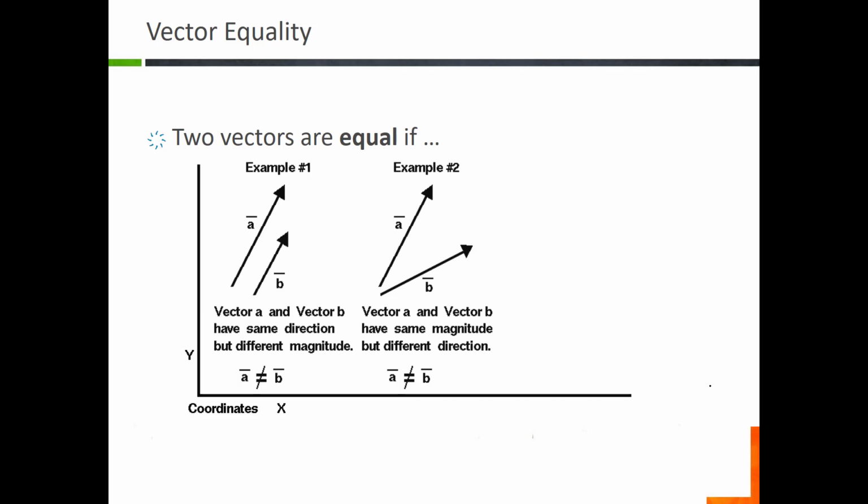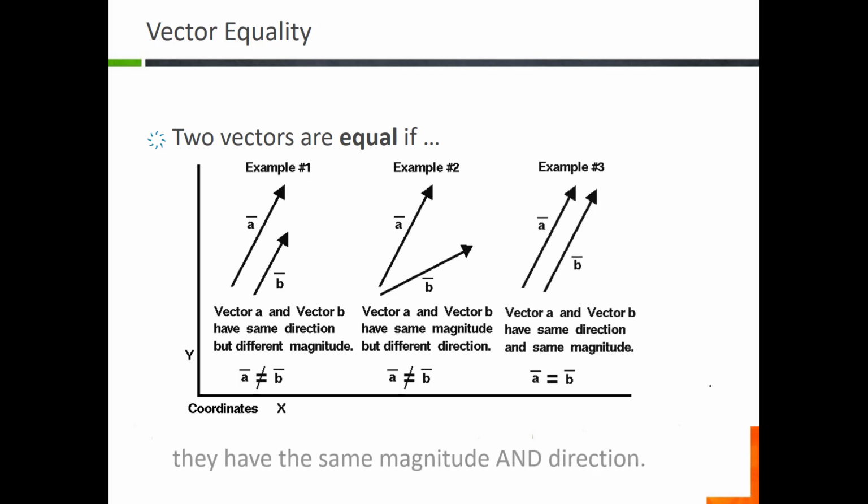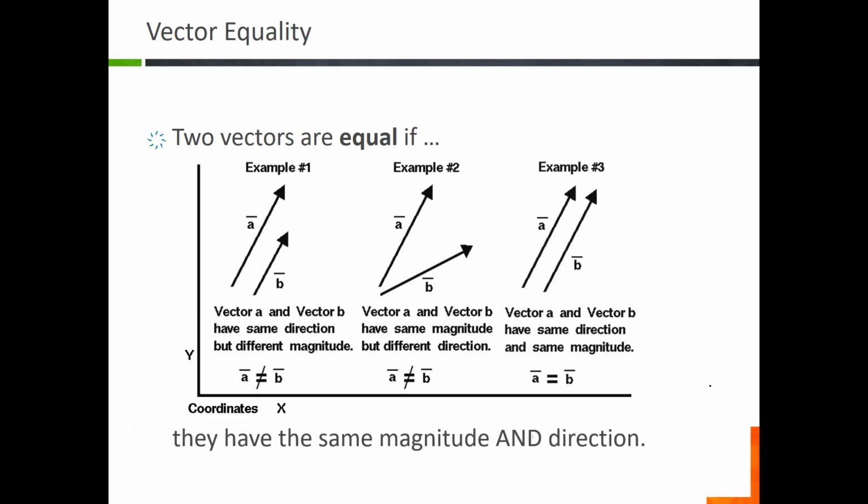And so we would say those vectors are also not equal to each other. So the third option is that we have two vectors, A and B, that have the same length. If we drew those arrows out, they'd have the same length, and they are parallel to each other, which means they're pointing in the same direction. If both of those are true, so we have same magnitude and same direction, then we have two vectors that are equal to each other.